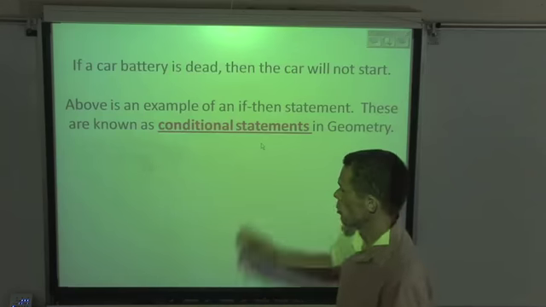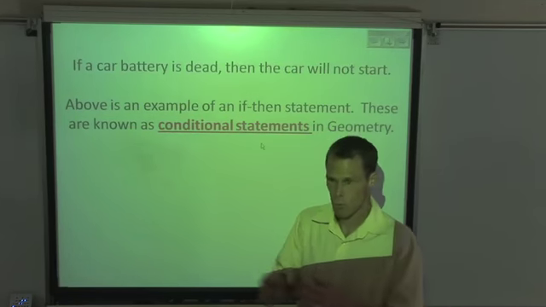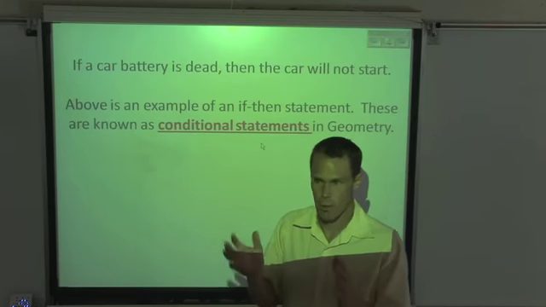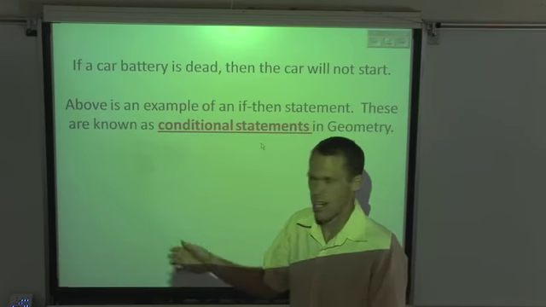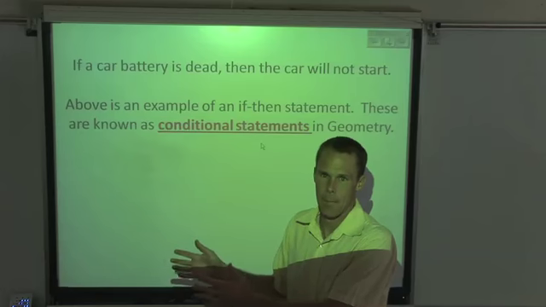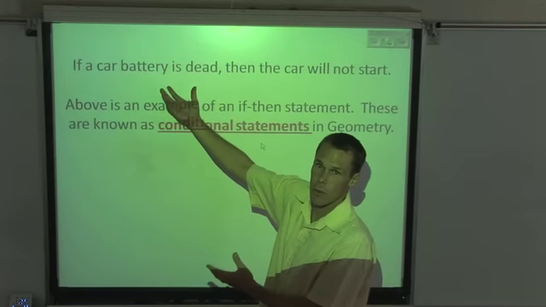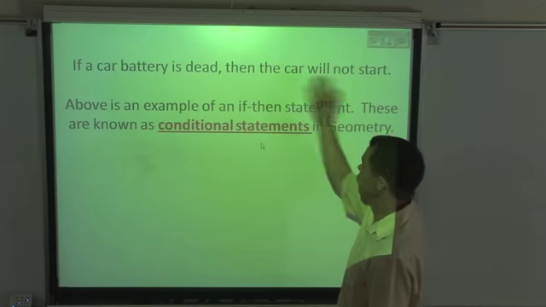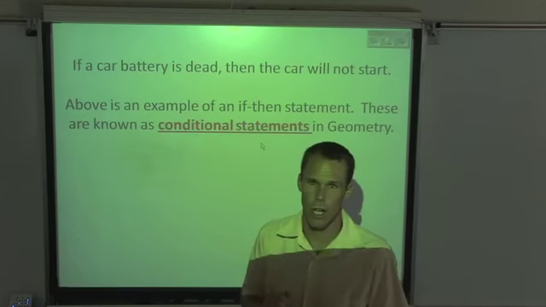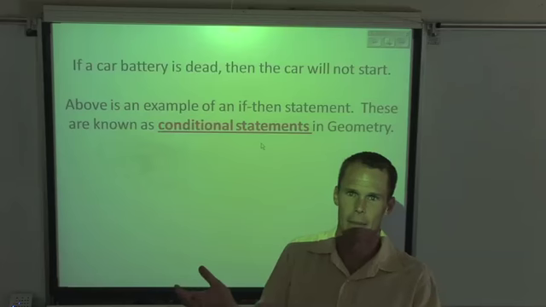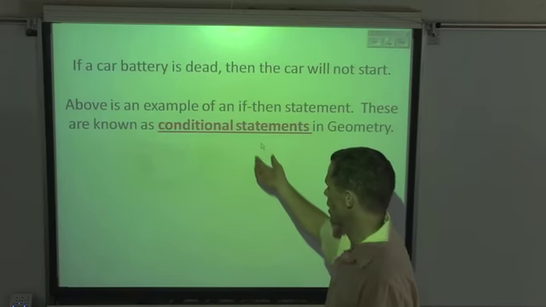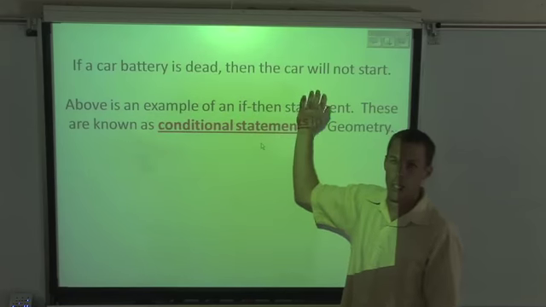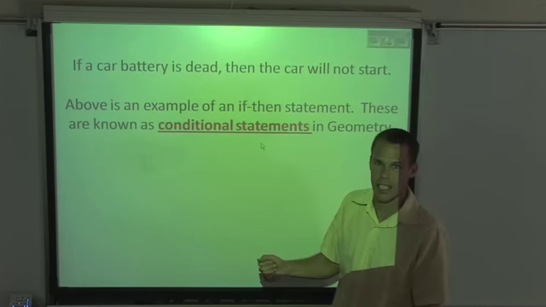So if a car battery is dead, we go out to a bunch of cars in the parking lot, 10 cars are there with batteries that work, then there's the 11th car, it has a battery that's dead. Now the condition has been met, so we can check the then. If the car battery is dead, we can make the conclusion the car won't start. This is an if-then statement, called a conditional because it has a condition that must be met and a conclusion that happens as a result of that condition.